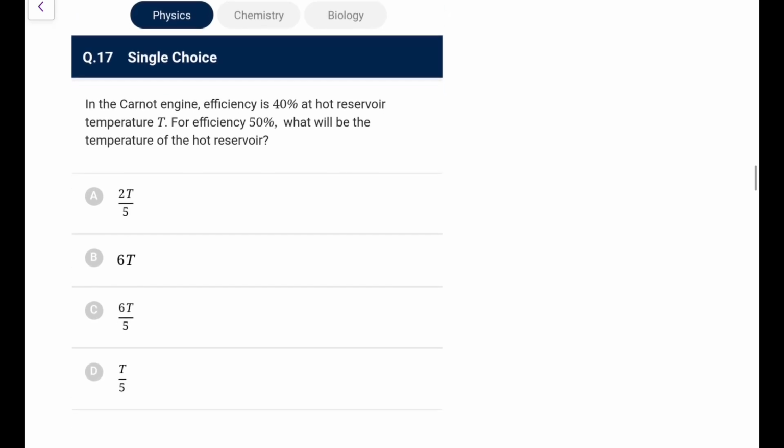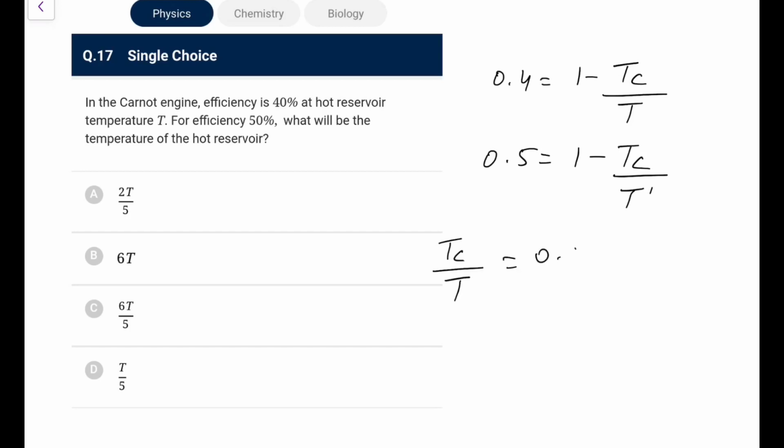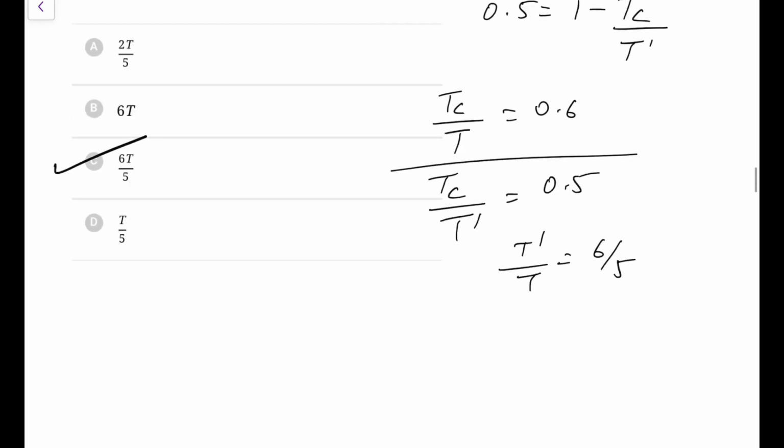In the Carnot engine, efficiency is 40% at hot reservoir temperature T. For efficiency 50%, what should be the temperature of the hot reservoir? So what you have, 0.4 is 1 minus Tc by Th, let's say T. Now 0.5 would be 1 minus Tc by T dash. So from the first equation, Tc by T is 0.6. From the second one, Tc by T dash is 0.5. Divide both. T dash by T comes out as 6 by 5. So T dash is 6/5 T. Go for option C here. That's an answer for you.